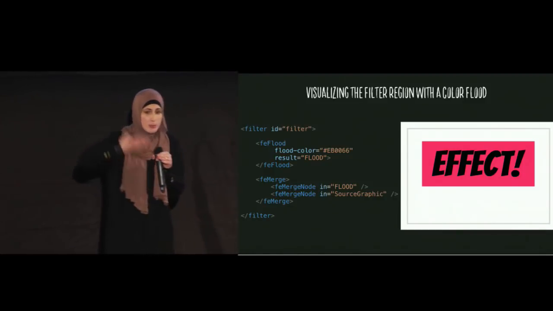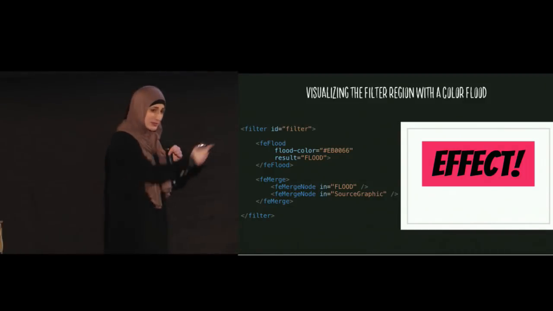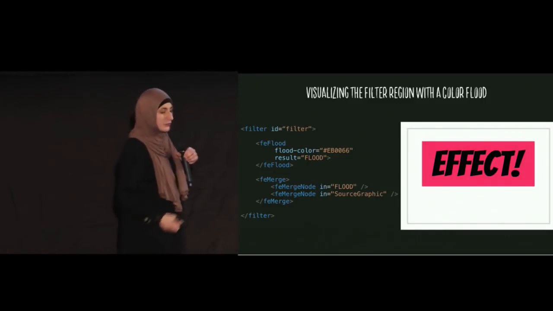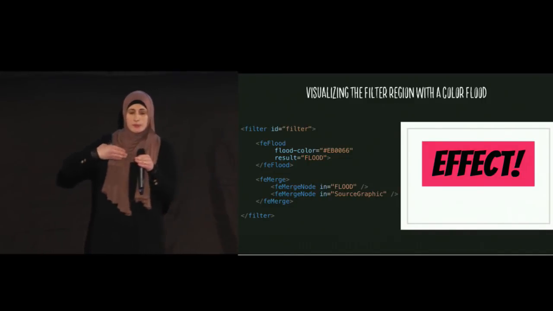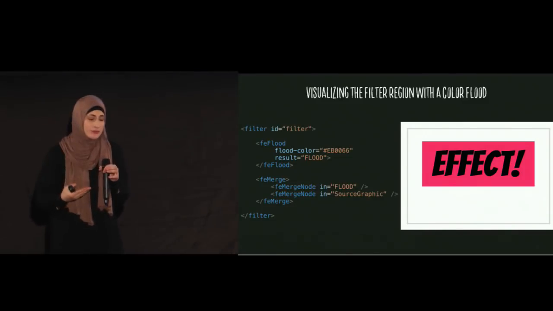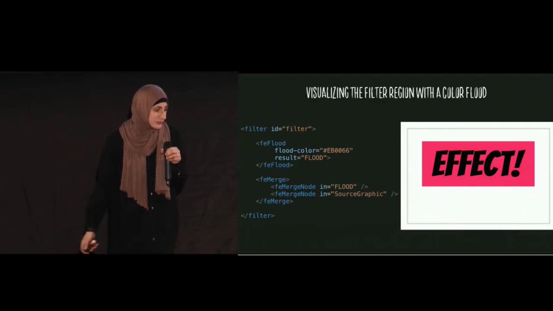So in order to put the text back, I'm going to be using these filters in the rest of the examples as well, and that's why I'm covering them right now. In order to re-put the text on top of the image, you can merge both the flood color and the source graphic using the merge filter function.